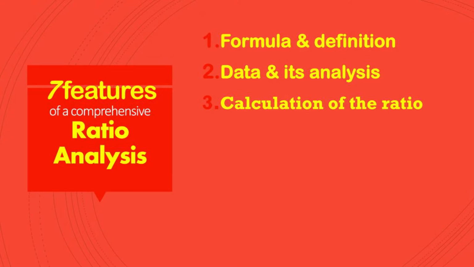The third feature of a good comprehensive ratio analysis would be the calculation of the ratio, which is an obvious one and obviously the necessary one. You will carry out the calculation of the ratio by taking the formula from step 1 and then data from step 2. Now, it is critical, if your coursework requires you to calculate the ratio, you show the formula either in the body of the report or in the appendix. You show the data, all of the data.